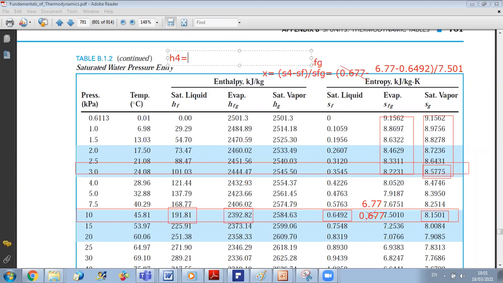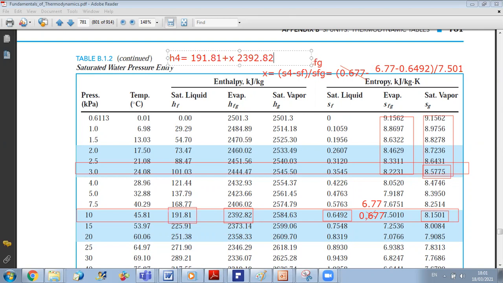Now I can say that H at point 4 is equal to HF, which is 191.81, plus X, which is calculated, times HFG, which is 2392.82. And in this way, I completely defined my point. I got the value of H at point 4.